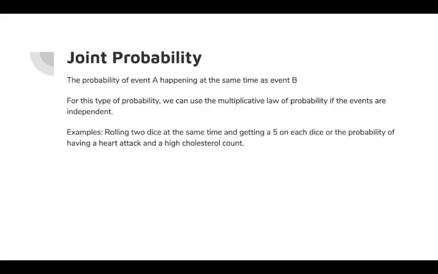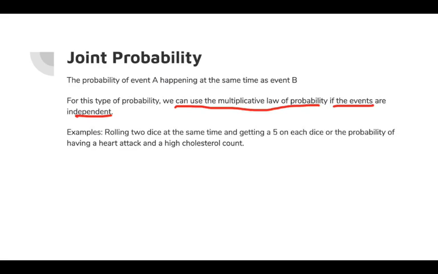Okay. So joint probability, this is the probability of event A happening at the same time as event B. And again, for this type of probability, we can use the multiplicative law if the events are independent. But the events don't have to be independent for joint probability to apply. If they are independent, then we can use the multiplicative law of probability to calculate the probability of those two things happening, as we stated.